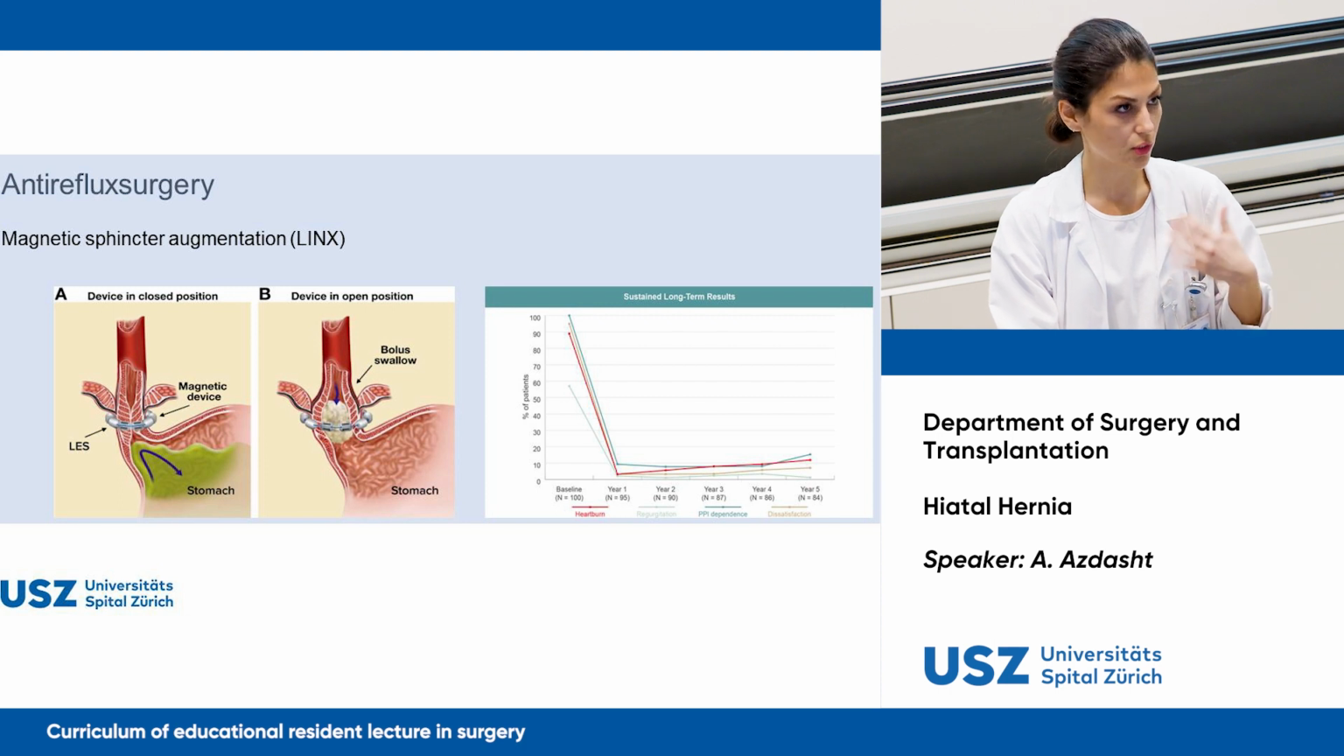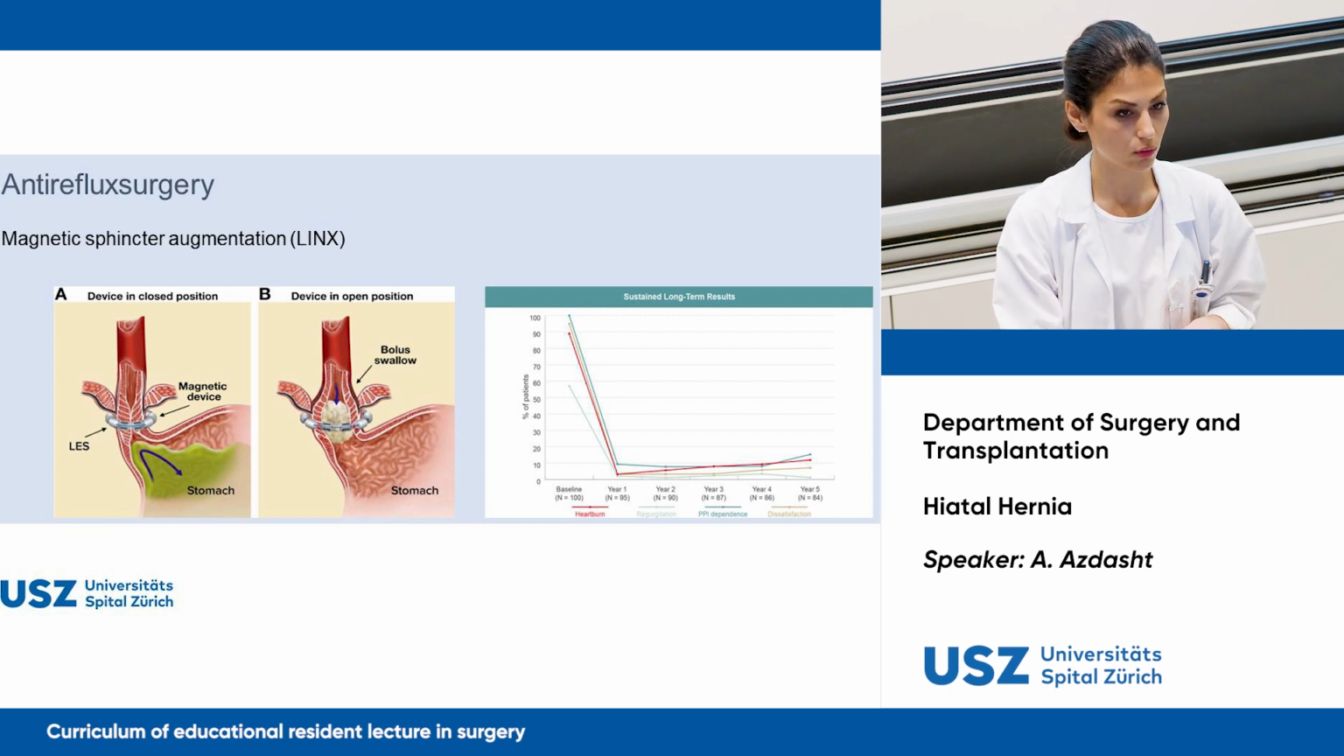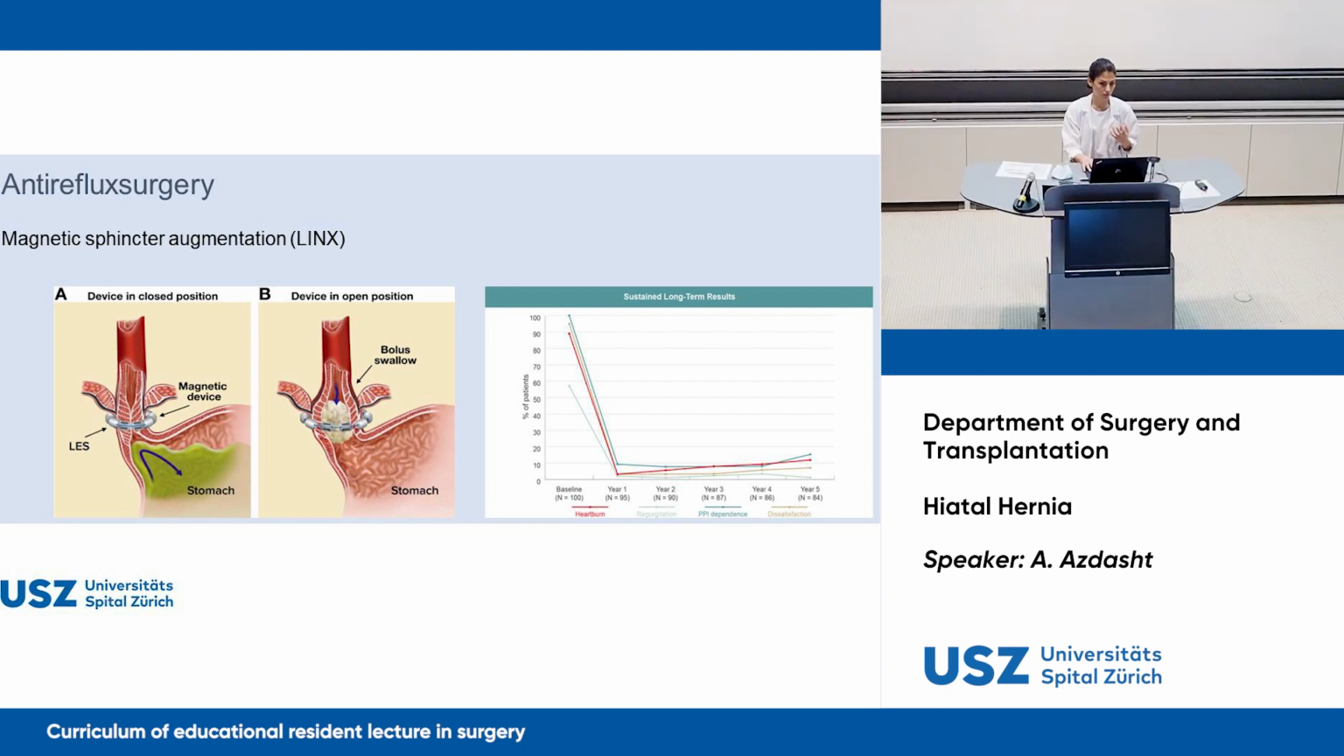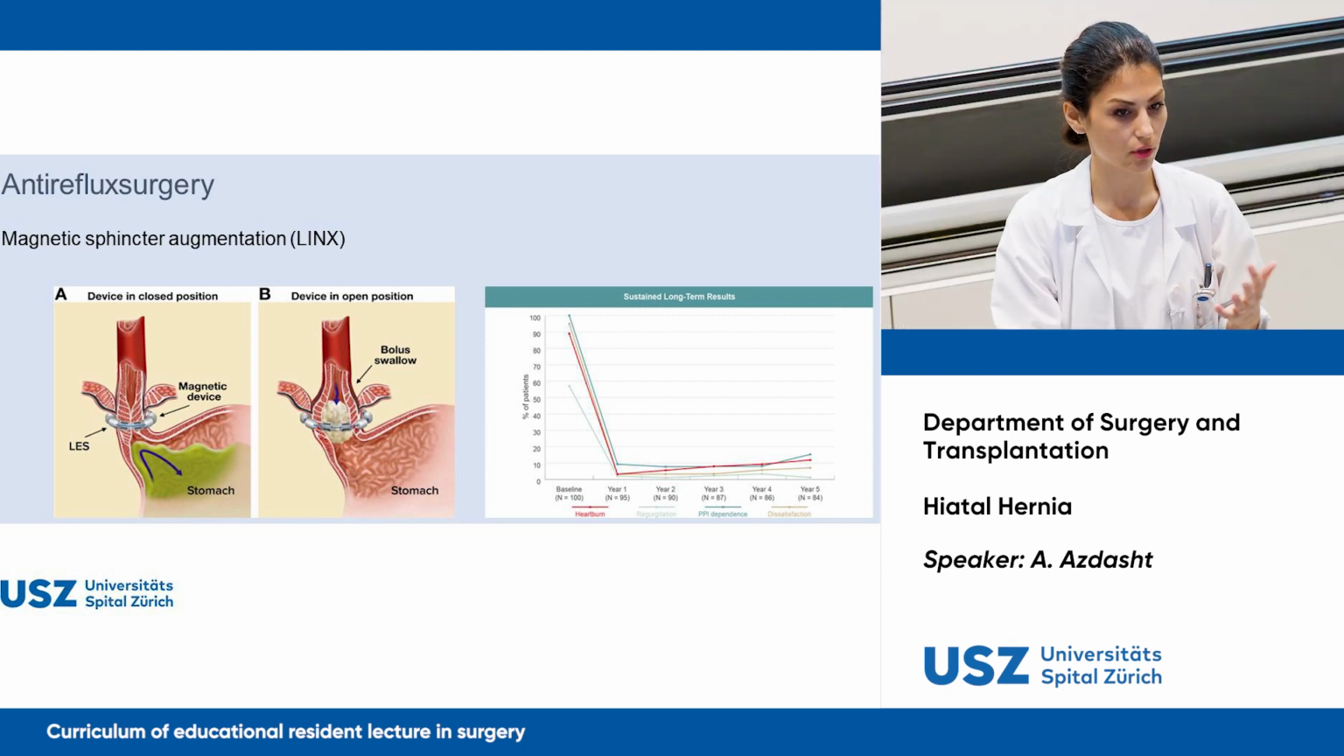But if the patient wants to swallow anything, water or food, of course, it has to expand, and it expands just as much as it is needed for the bolus to pass into the stomach. And on the right-hand side, you see that after 1 year, it actually has very good results. We have at least 85% remission of reflux symptoms, regurgitation, heartburn.